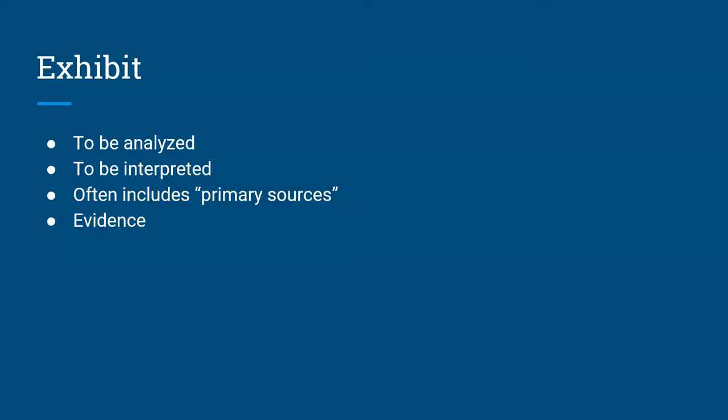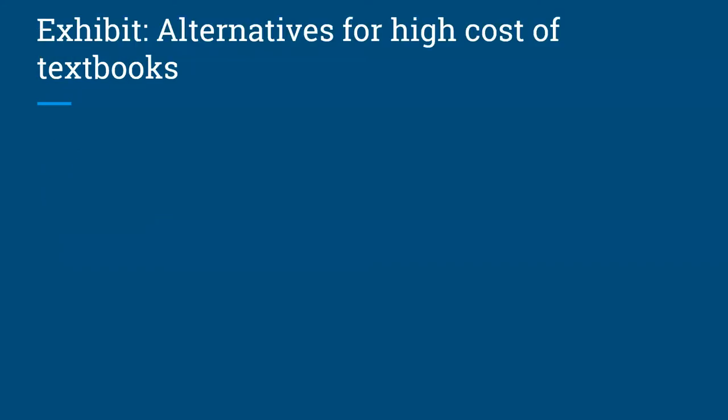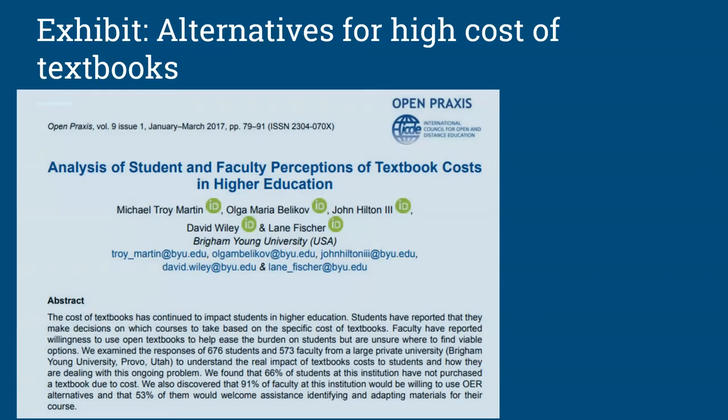You can also use a source as an example or an exhibit. An exhibit is a direct source of information that can be used as evidence for your argument. Some common exhibit sources include statistics or primary sources, but they could be any type of source, again, depending on how you use them. This is a scholarly journal article that could be used as an exhibit.